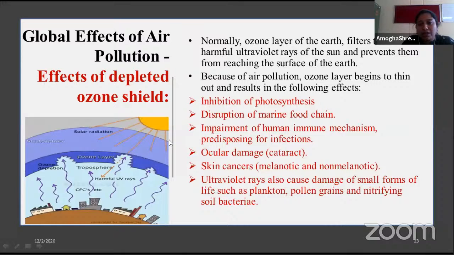This ozone layer begins to thin out and results in effects like inhibition of photosynthesis, disruption of the marine food chain, impairment of the human immune mechanism, in turn predisposing to infections, ocular damage like cataract, then skin cancers, both melanotic and non-melanotic skin cancers. Then even the ultraviolet rays reaching the earth will damage small lives like plankton, that is organisms present in the water, pollen grains, and nitrifying soil bacteria.